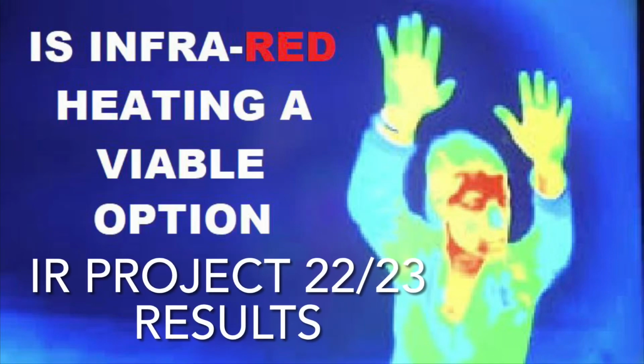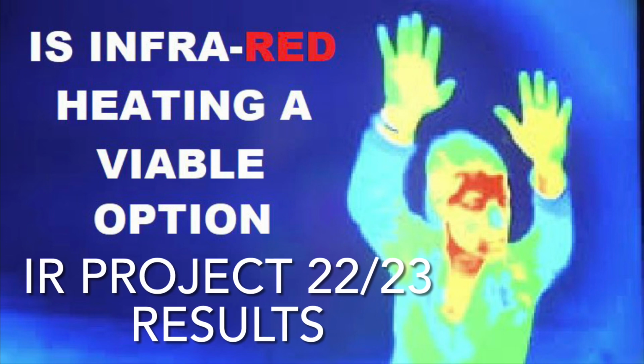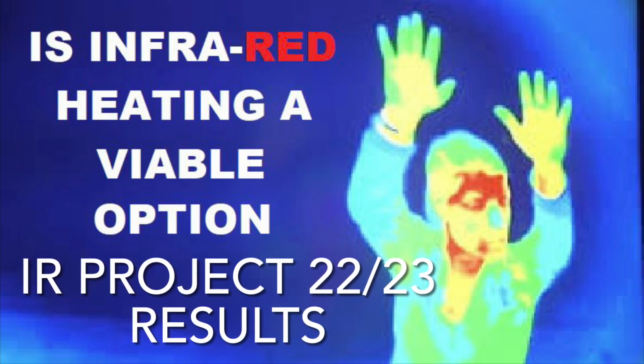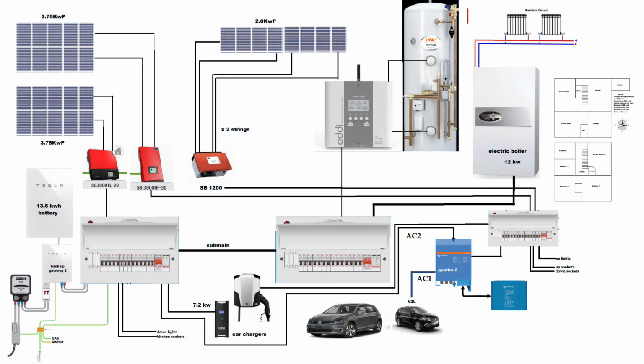The heating is now off, so we can take a look at the infrared heating experiment and see if it's worthwhile upgrading to a heat pump or not. Looking at this diagram, this is our system at home, so please be aware that we do have a lot of solar and we're also on the Octopus intelligent tariff, so we do try to make the most of our off-peak energy.